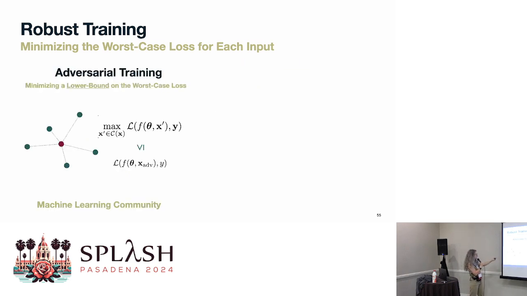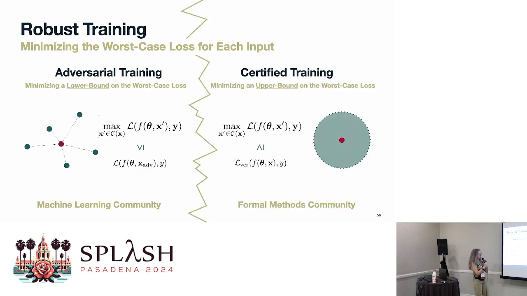But in the machine learning community, what they do is use a lower bound to this, which is basically using quick ways of finding adversarial examples for points and adding them to the training set, augmenting the training set with those. Of course, we don't get any guarantees. So the formal methods community decided to instead use an upper bound on that. We modify the loss used for training to use an upper bound. So for each point in the training set, we train using an upper bound on this worst case loss. What is the problem with that?